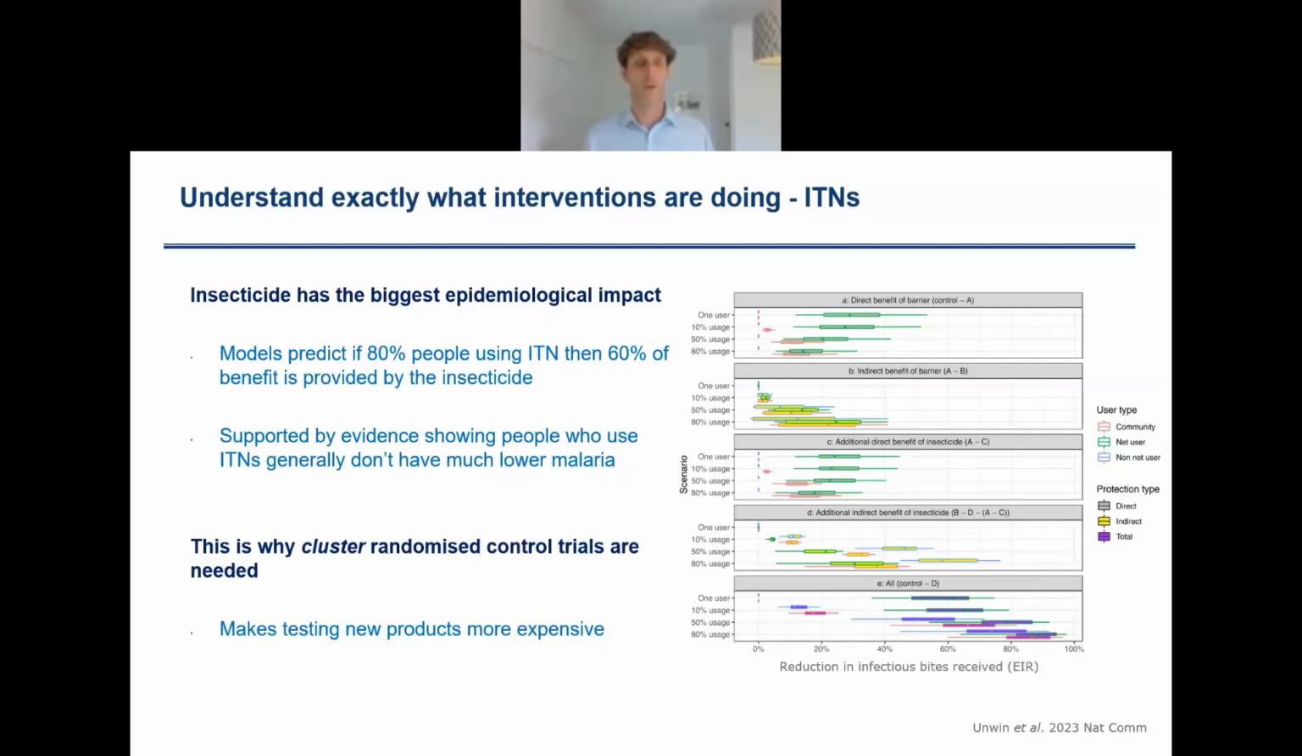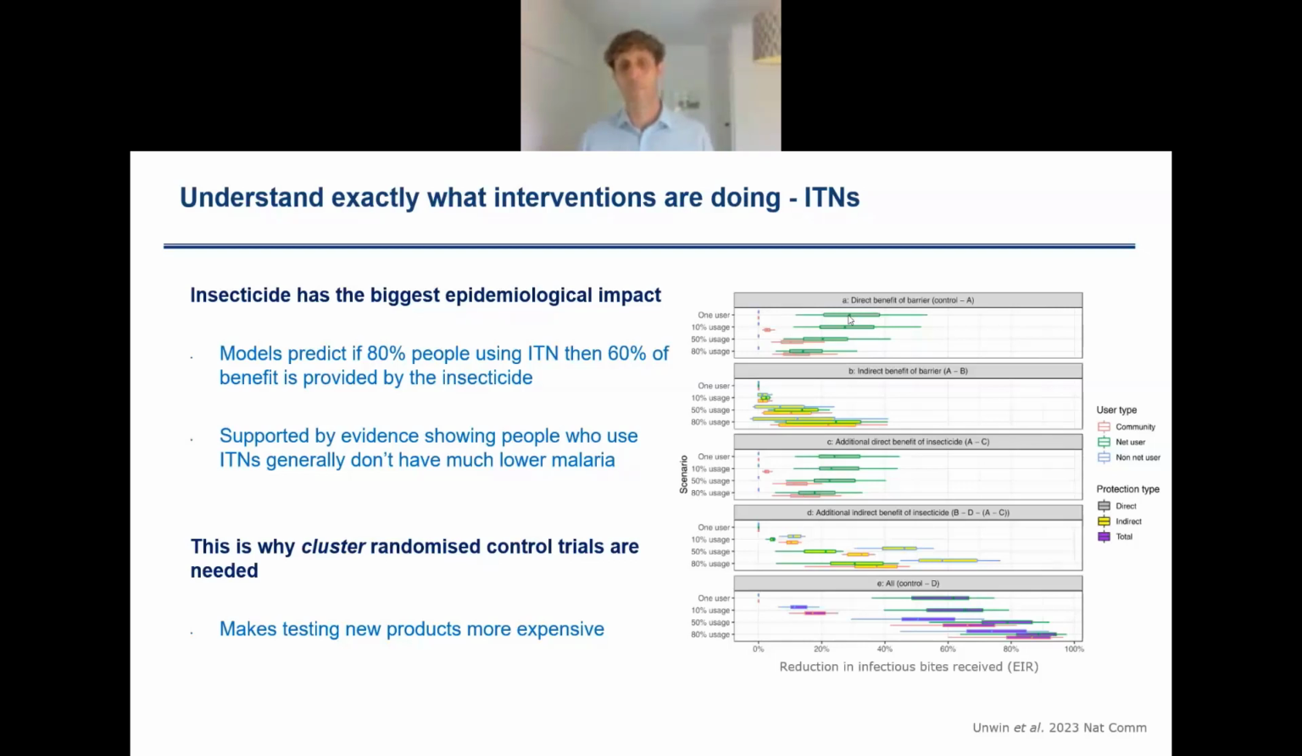Now that provides protection, not just for the person sleeping under the bed net, but for the whole community. And so if you have a lot of people using bed nets, you get this thing called community protection, which means effectively mosquitoes are all dying at too fast a rate for the disease to spread quickly through the community. And so in the models that we've generated, you can see here, I break down the benefits that you get from a bed net, and you get direct benefit from the barrier. If you're a single user, you get about 30% protection from the barrier itself.